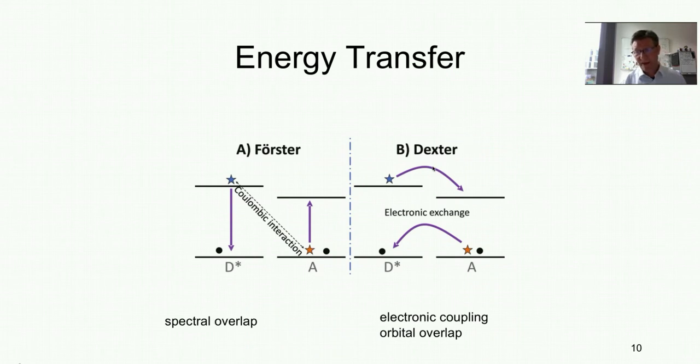The Dexter mechanism is like a double electron transfer. So this blue electron here goes to the other side. And at the lower levels, at the HOMO levels, this electron goes to the donor. Because it is a double electron transfer, it's an electron exchange mechanism, and it is the electronic coupling and the orbital overlap which are the important factors.